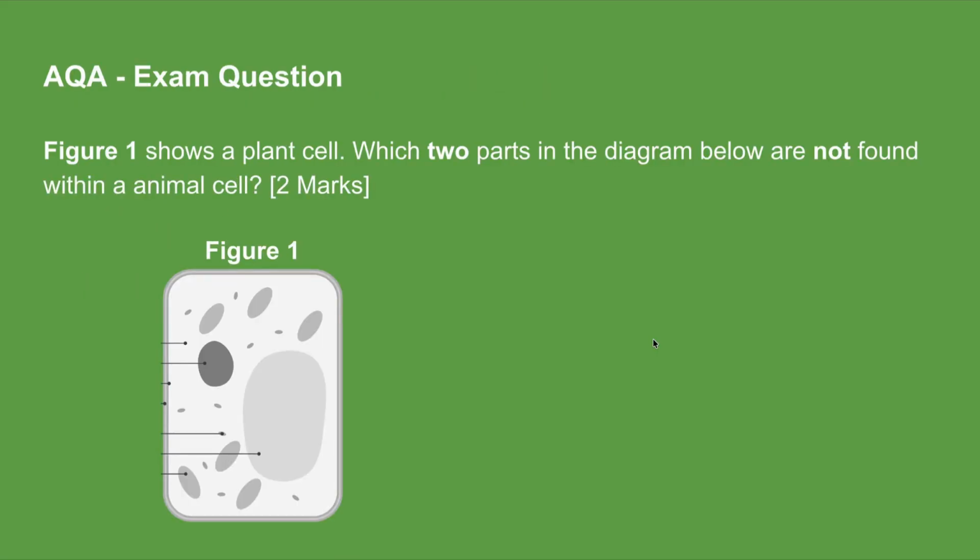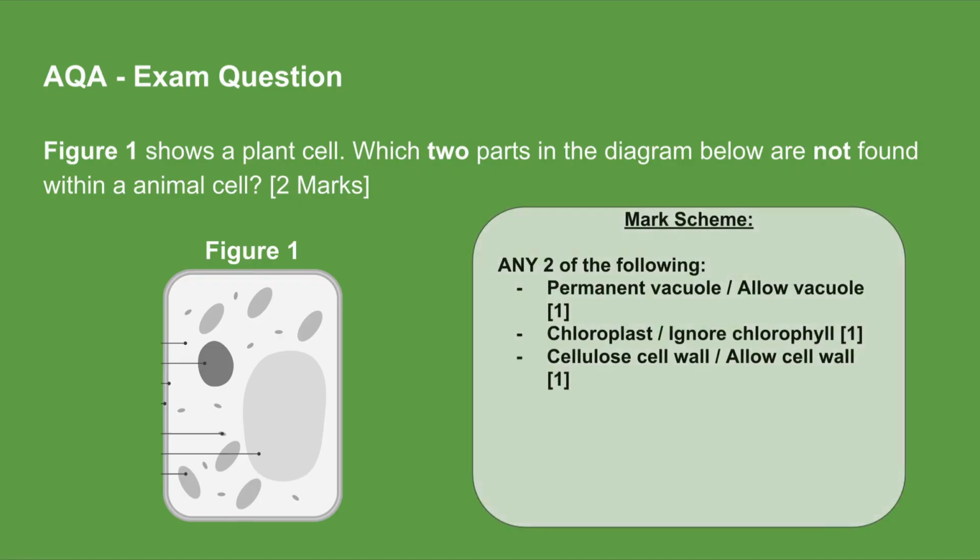Okay, so here is an exam question. Figure 1 shows a plant cell. Which 2 parts in a diagram below are not found within an animal cell? And this question is worth 2 marks. So pause the video now and have a go at this question, and we will mark it in a minute.